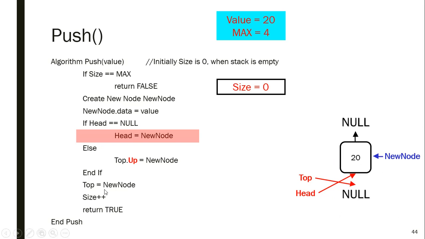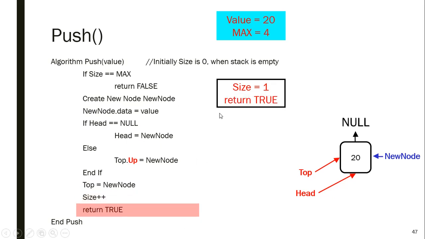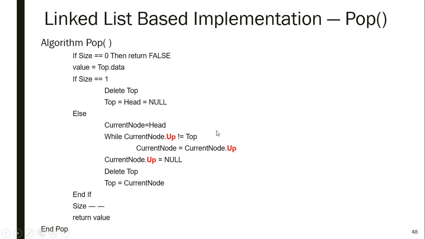After this step, some steps are the same: top will be equal to this new node, and as previously size was 0, now size is 1, so incrementation occurs here, and it will return true now. So it's a very easy procedure.